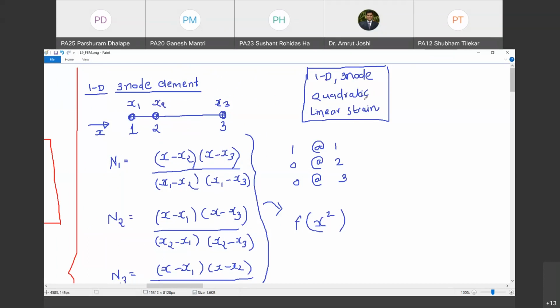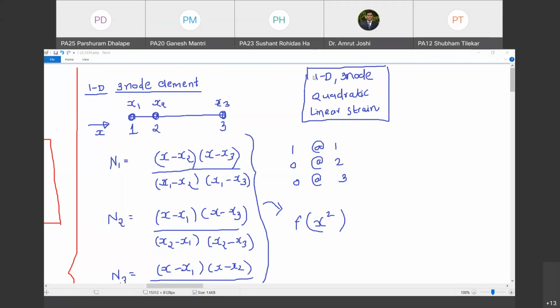Quadratic stands for the way in which displacement is varying as a function of x within the element. Linear strain stands for the strain varying as a linear function of x within the element. Are you with me? Have you understood these descriptors? If yes, please type yes in chat box. And then you can type your PRN number and name, and then you can leave the meeting.